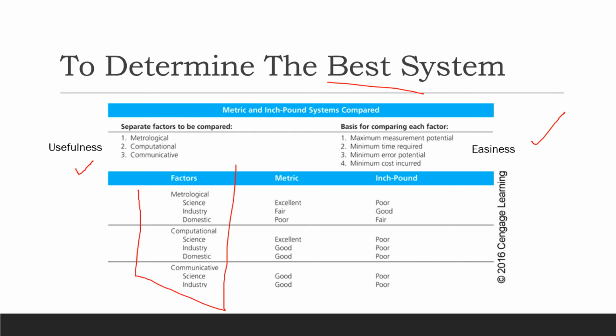Alright, this is the factor that we are looking at, and we judge the metric and the inch-pound this way. Okay, these are based on historic data. That can be changed depending on the group of people who are using that system. Some people are leaning on this, some people are leaning on that. However, we have only two major systems that we use, most of the science industry and domestic. So I'm going to erase this. Again, the key point is usefulness and easiness, to determine the best system.